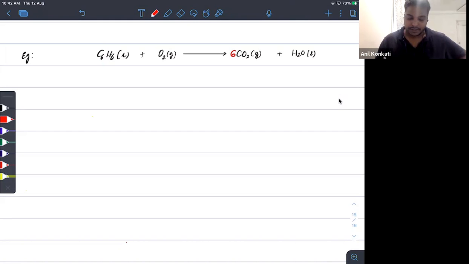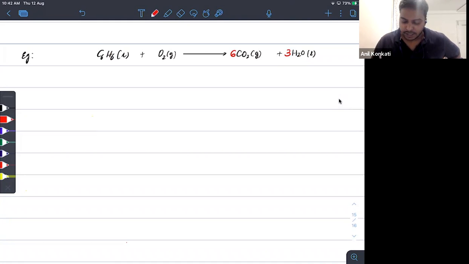Next, you will see about hydrogen. There are 6 hydrogens here, right? And it appears only 2 hydrogens here. तो आपको कितना मल्टीप्लाई करना पड़ेगा यहाँ पर? 3 मल्टीप्लाई करना पड़ेगा, because 3 2s are 6, and here also there are 6 hydrogens. Is hydrogen balanced, everybody? Now we have balanced carbon, we have balanced hydrogen.